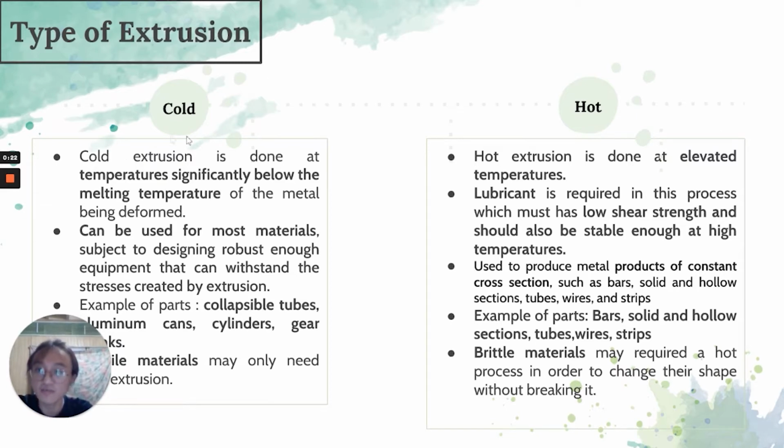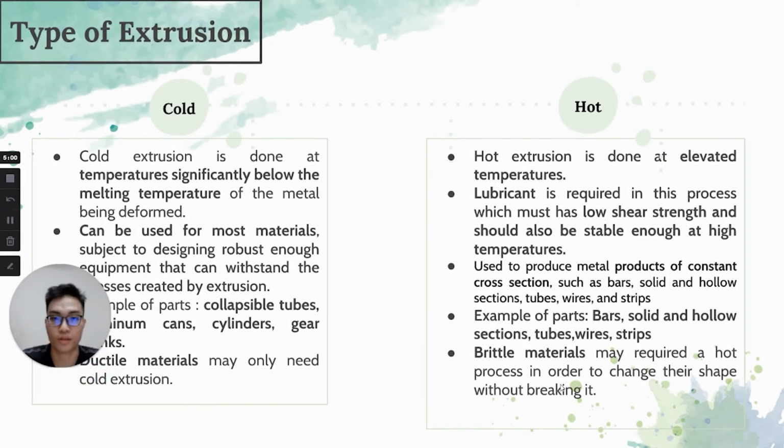Now I will focus on cold extrusion. So what is cold extrusion? Cold extrusion is basically performed at a temperature significantly below the melting point of the metal being deformed. Most materials can undergo cold extrusion. Examples of metals that can undergo cold extrusion are lead, tin, and so on. For example, a part made by cold extrusion is the aluminum can, etc.